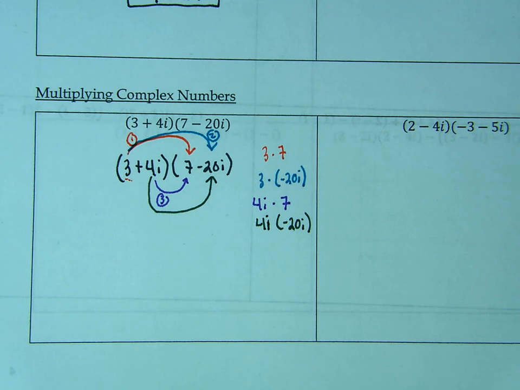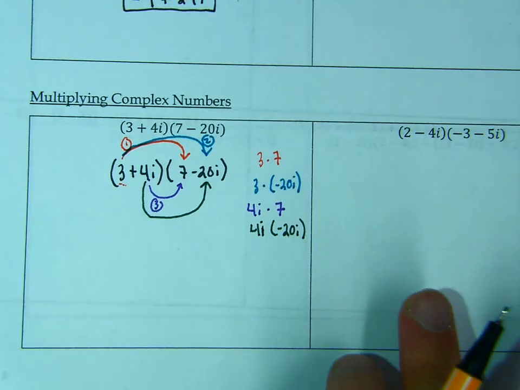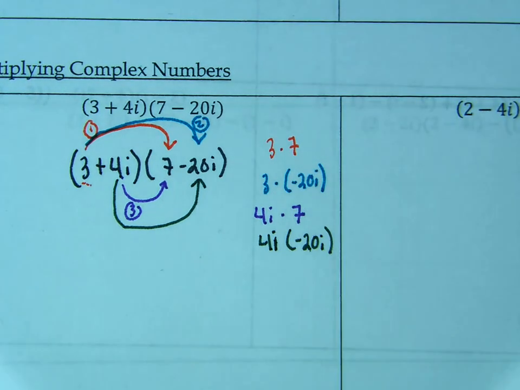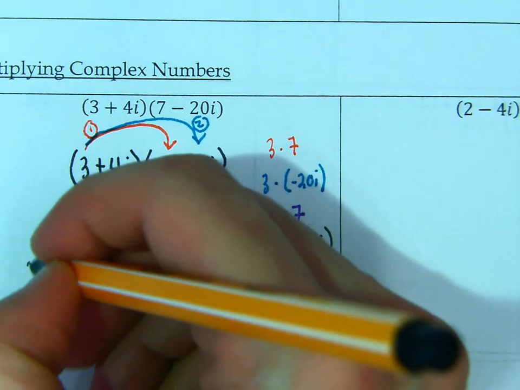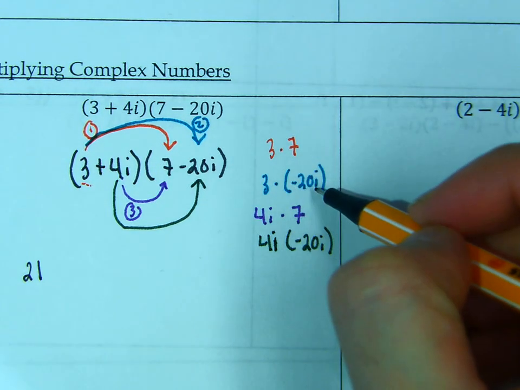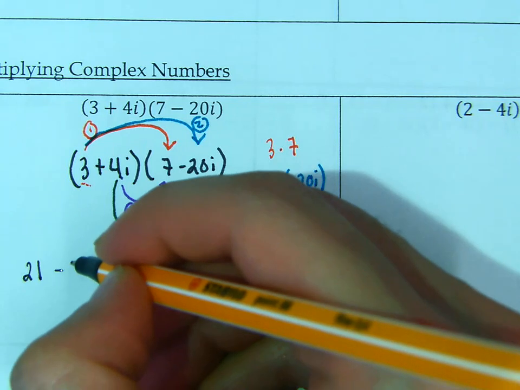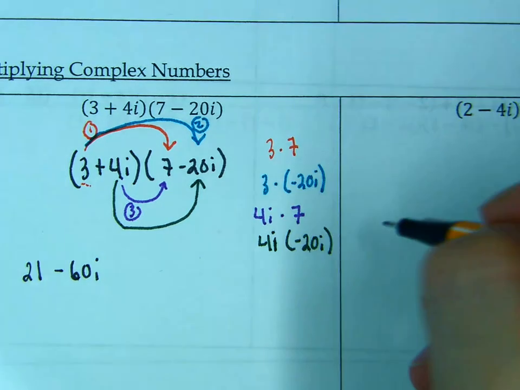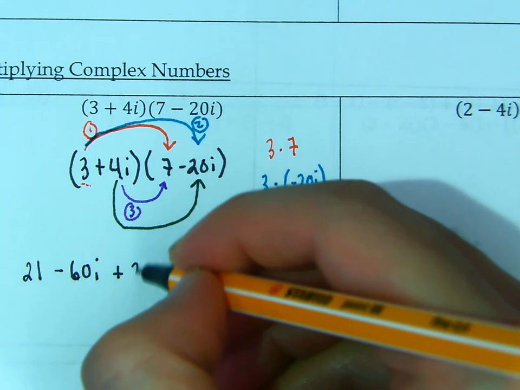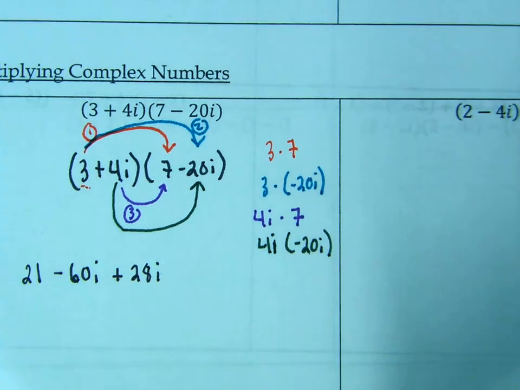Okay, so now let's do each operation one by one. What would 3 times, and let me zoom in a little bit, what would 3 times 7 be? And don't be afraid to use your best friend. 3 times 7, this will be 21. What is 3 times negative 20i? This is negative 60i. 4i times 7 is positive 28i.